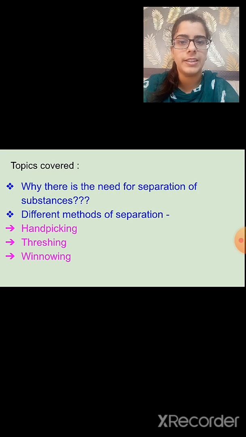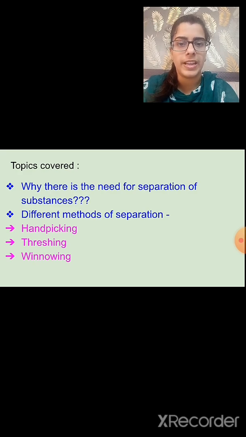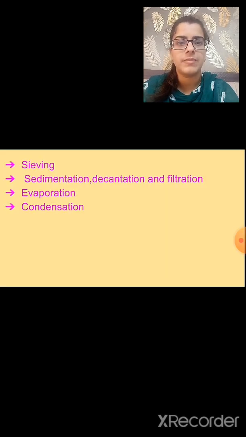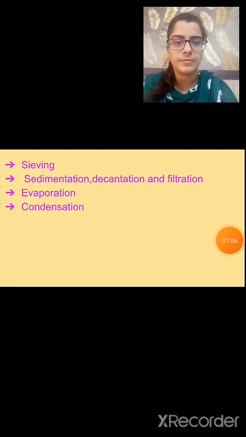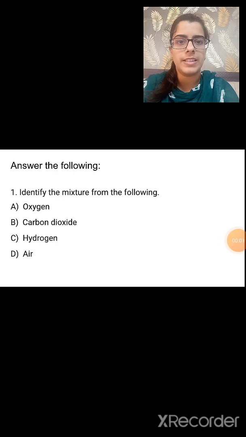Then we have studied the different methods that are used for the separation of substances. The different methods that we have studied are hand picking method, threshing, winnowing, sieving, sedimentation, decantation and filtration, evaporation and condensation. So, I hope all these methods are clear to you. So, now let us start solving the questions and answers.